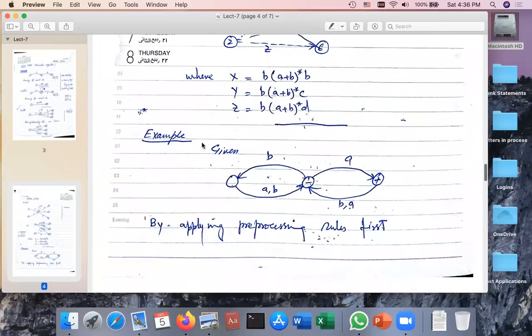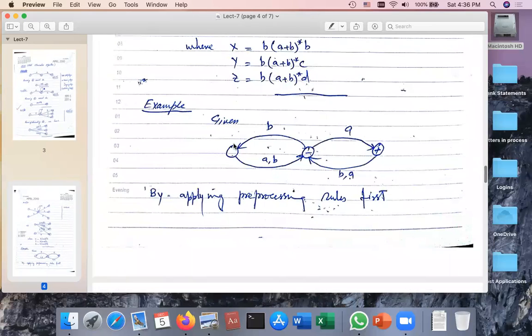But to understand this thing, now we will start with some proper example. So here in this example, we have this FA, some state. This is the initial state. In between, B is going here, A, B is coming here. A is going toward the final state, and A comma B is going toward this initial state. So now this is a proper example.